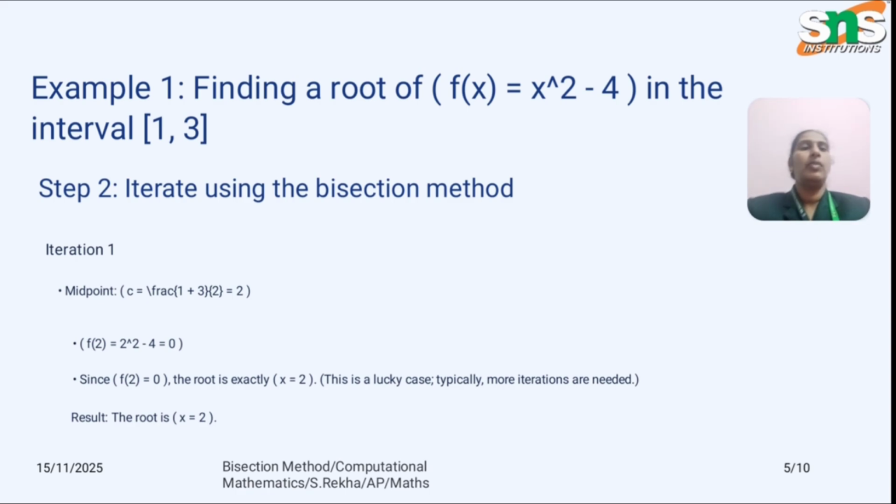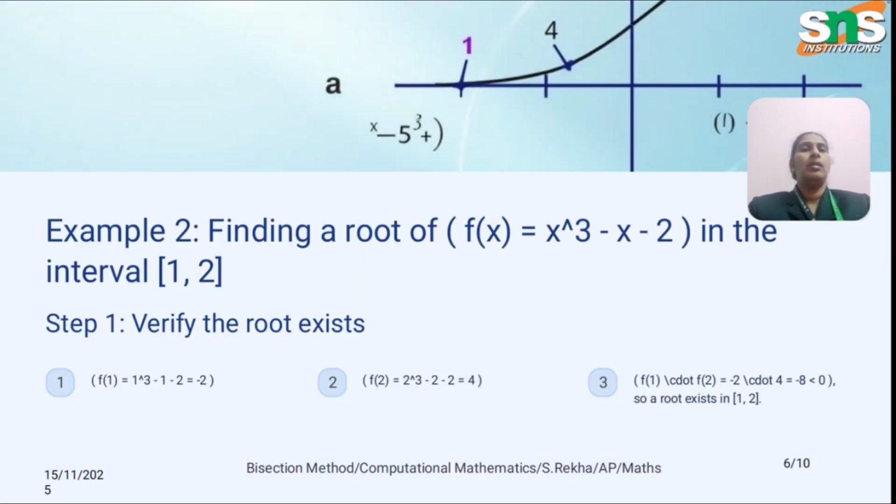Next, if you go with the iterative process, we will see what happens. The second example is f of x equal to x cube minus x minus 2. Already it is given that the root lies between 1 and 2. If you substitute 1, 1 cube minus 1 minus 2 gives minus 2. 2 cube minus 2 minus 2 gives 4. So the root lies between 1 and 2, we confirmed, because the first value is negative and the second is positive. Now we have to adopt the bisection method.